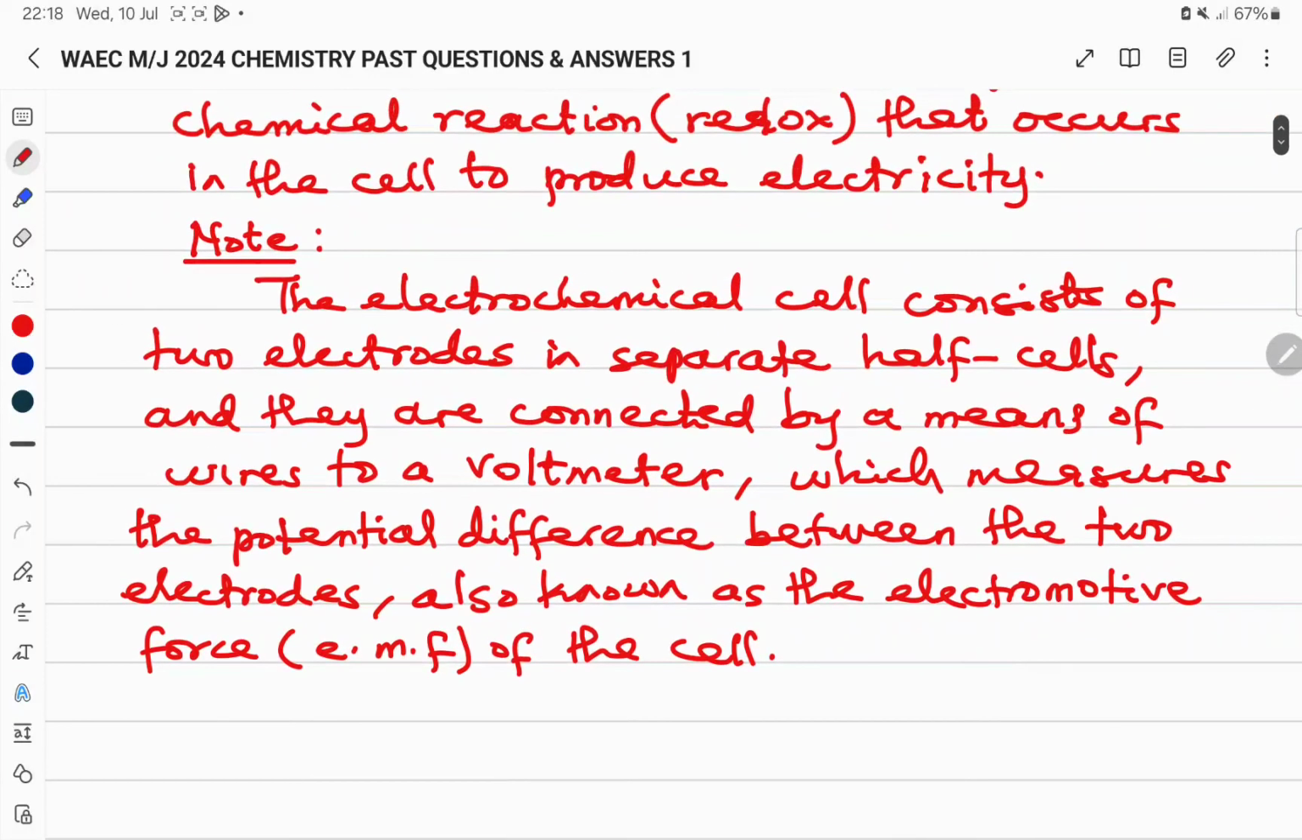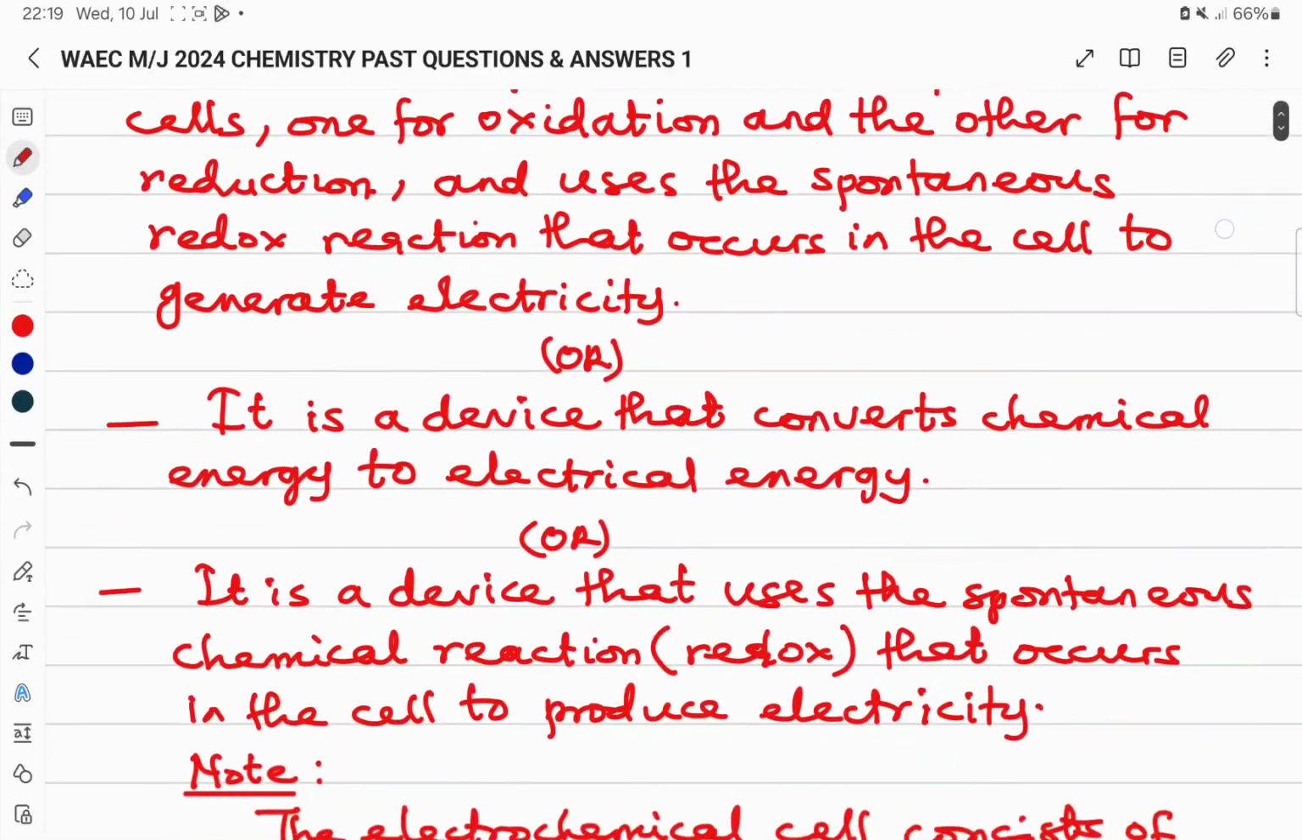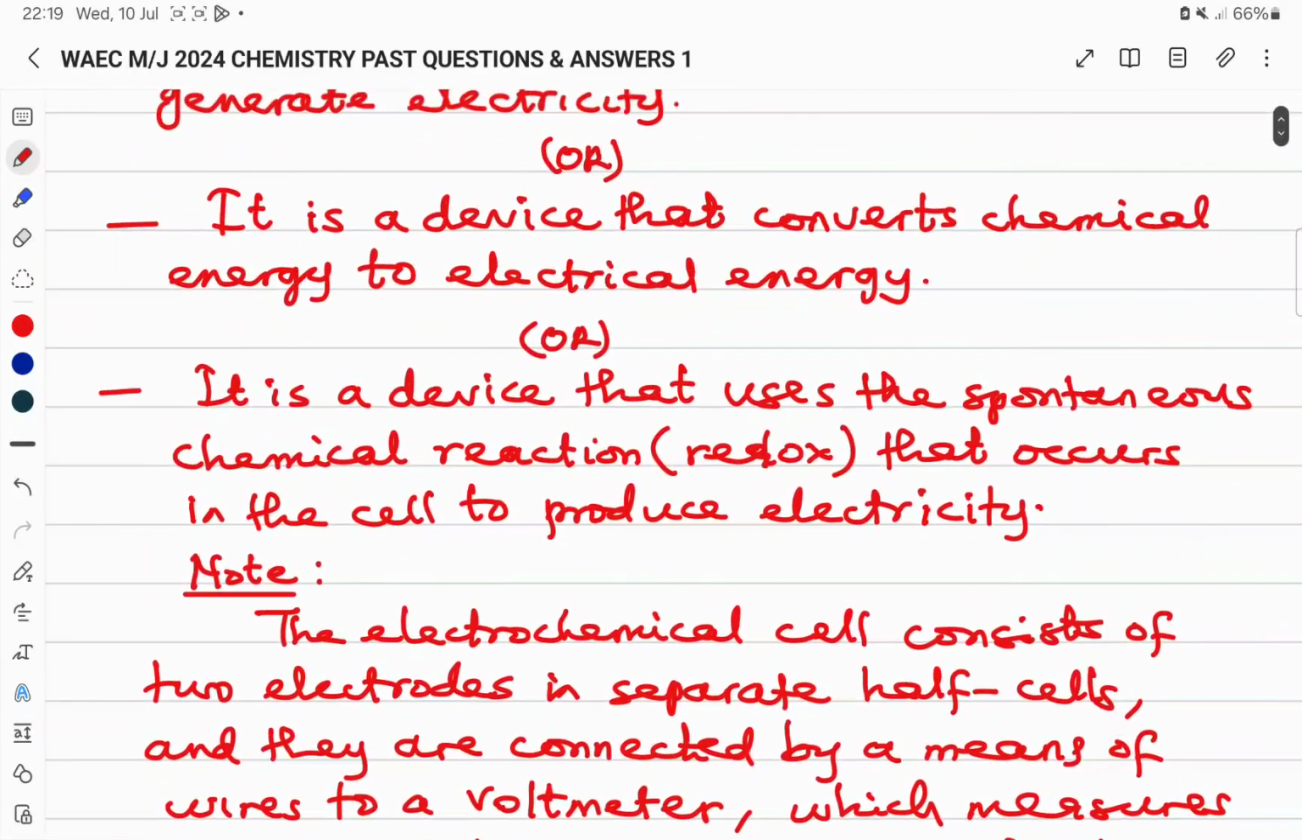This gives us a full description of what electrochemical cell consists of. So it consists of two electrodes in separate half cells, and the electrodes are connected by means of conducting wires to a voltmeter, and the voltmeter measures the potential difference between the two electrodes, and that potential difference is simply known as the electromotive force, that is EMF of that cell. So you can define electrochemical cell in any of these three ways. So that is the answer to that question 1.